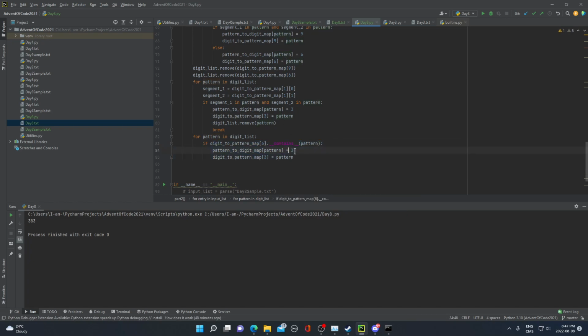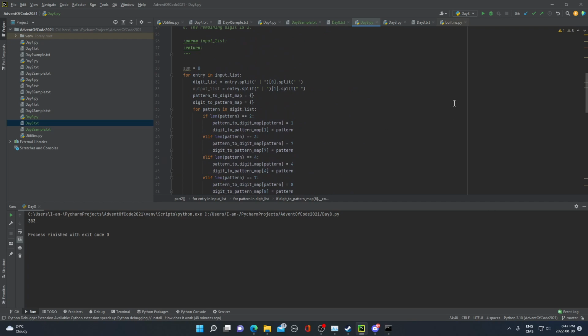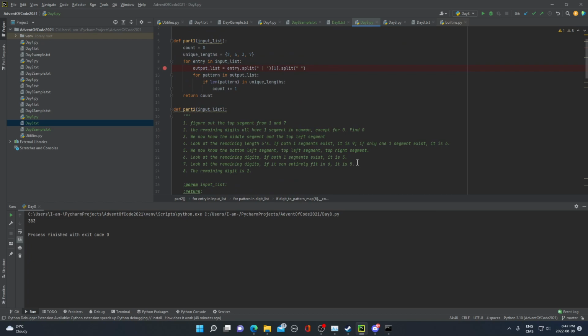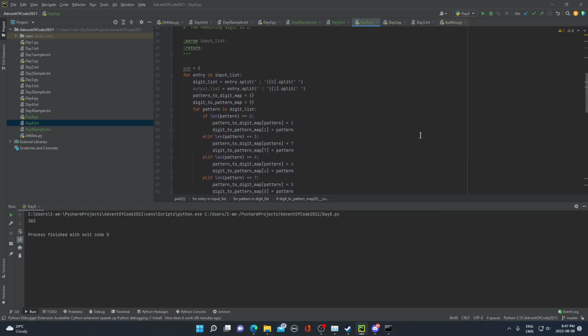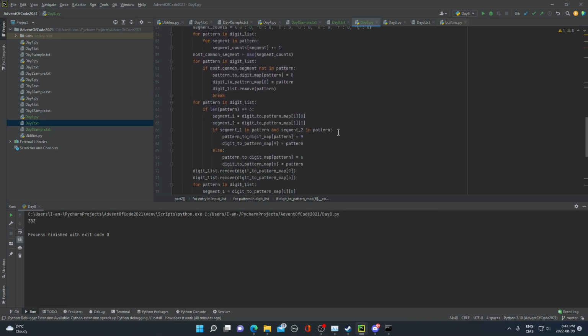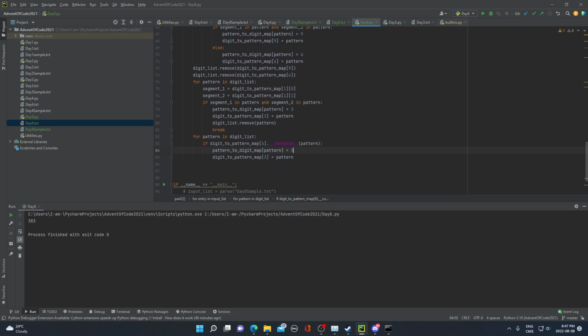If it contains, then it is a 5. 2 cannot fit in 6, right? Then it is a 2. Does that make sense?